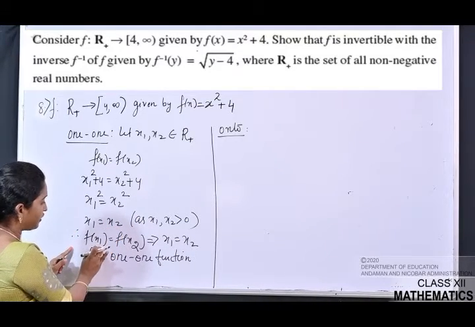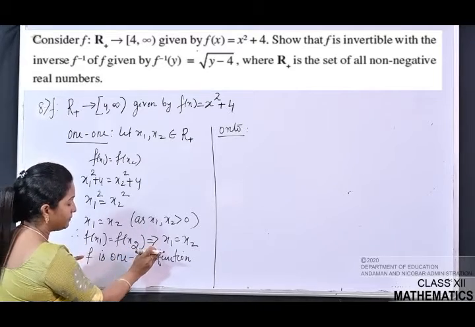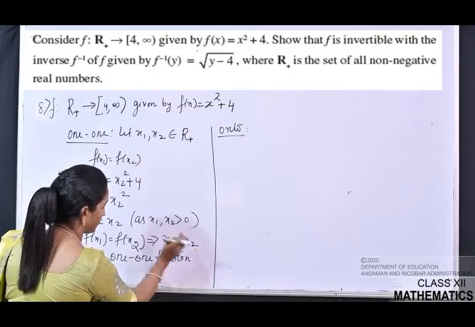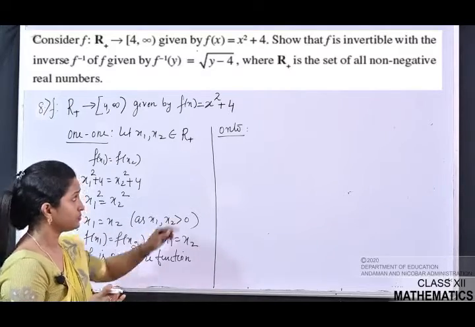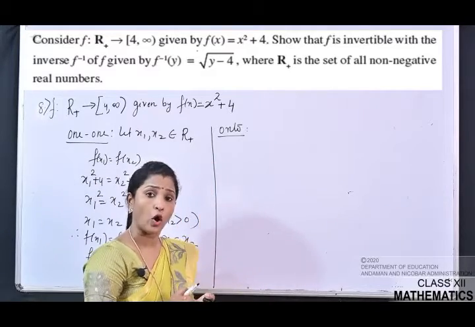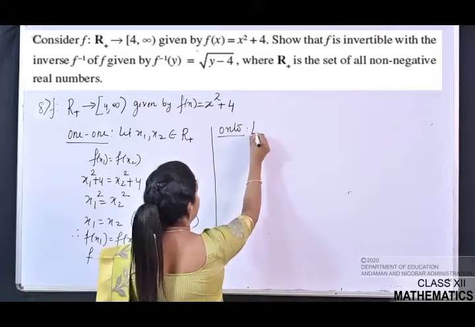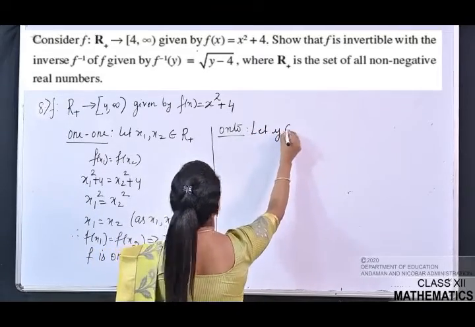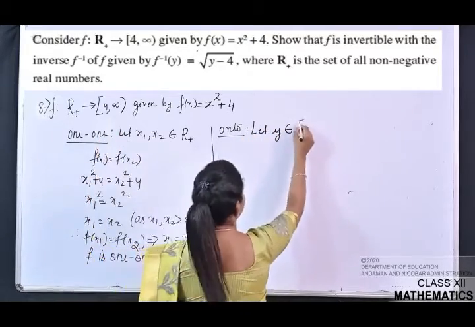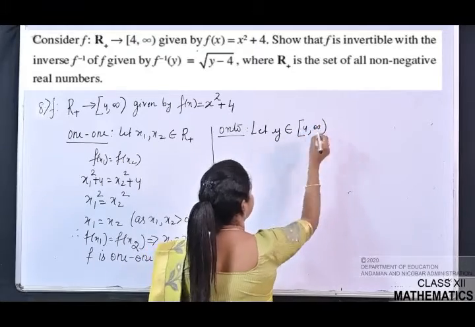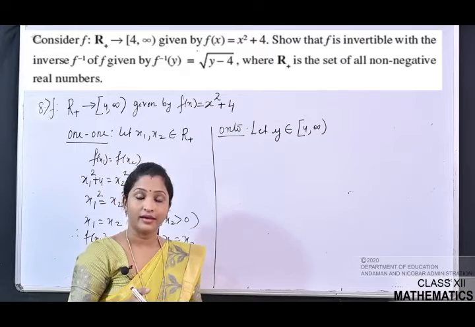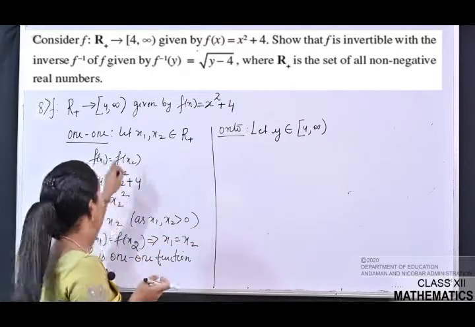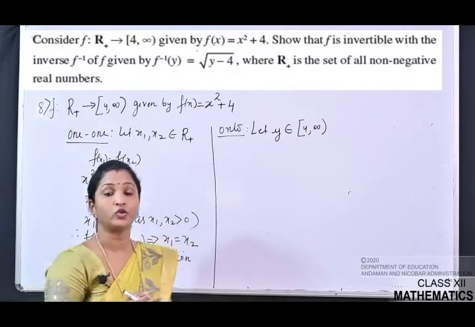That means f(x1) is equal to f(x2) implies x1 is equal to x2, hence you can say that f is a 1-to-1 function. Now we will see how to prove onto function. We will be taking let y belongs to the codomain, 4 to infinity. Now what we will prove? We will see that there exists an element x in the domain such that f(x) is equal to y.